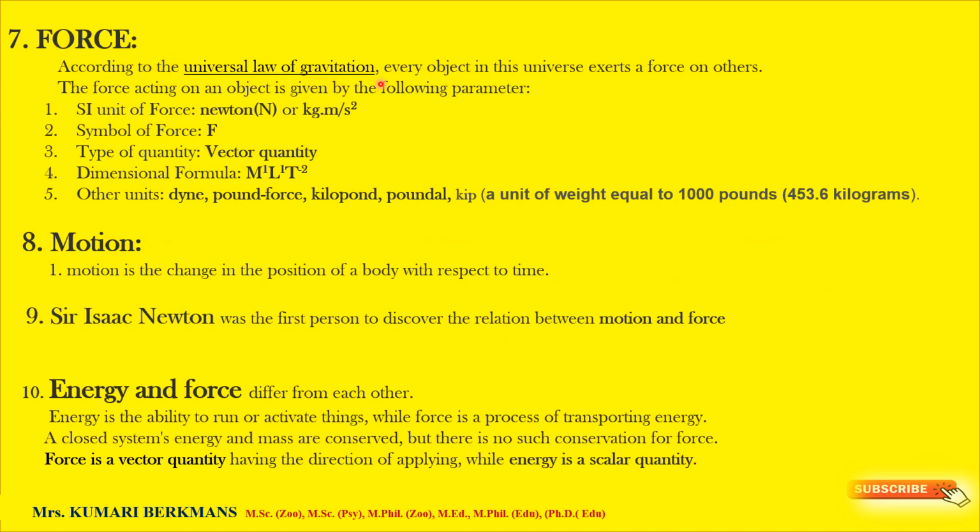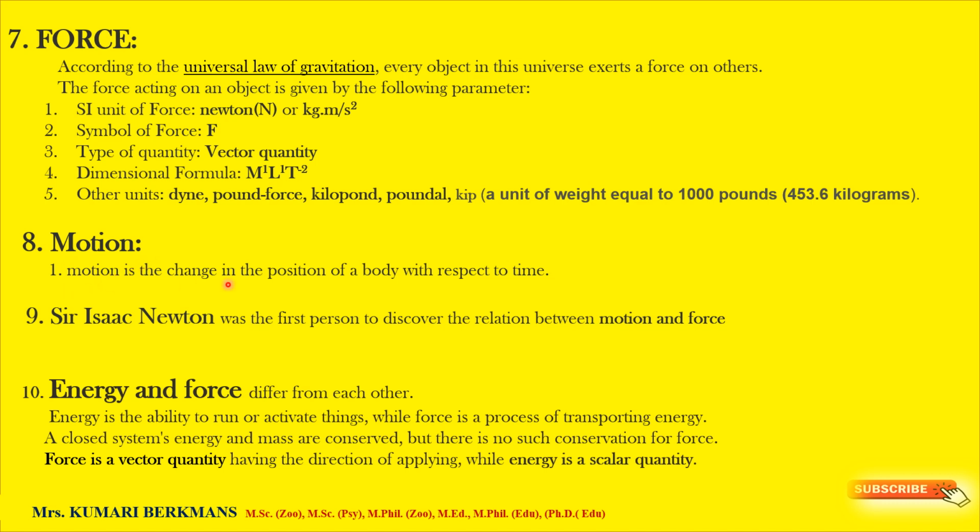Force. According to the universal law of gravitation, every object in this universe exerts a force on others. The force acting on an object is given by the following parameter. SI unit of force is Newton or kg·m/s². Symbol of force, F. Type of quantity, vector quantity. Dimensional formula M¹L¹T⁻². Other units, dyne, pound-force, kilopound-force, poundal, kip. A kip is a unit equal to 1000 pounds, that is 453.6 kilograms.